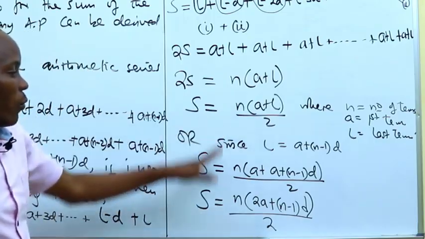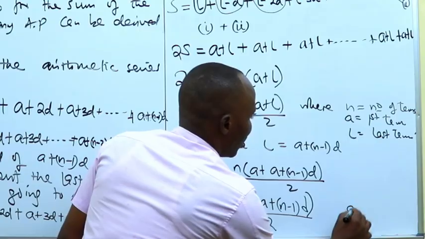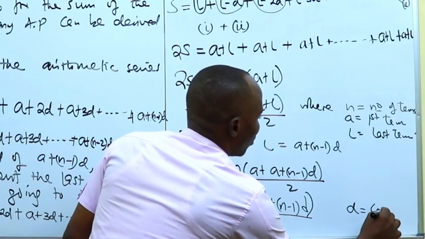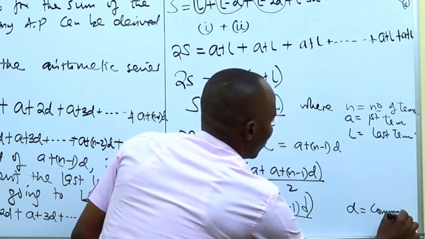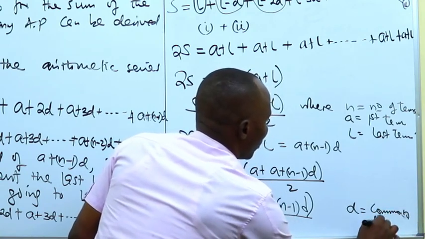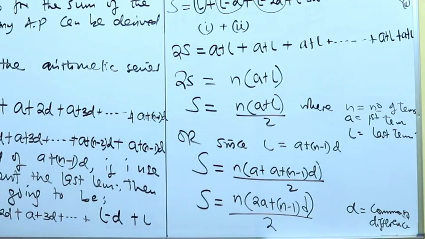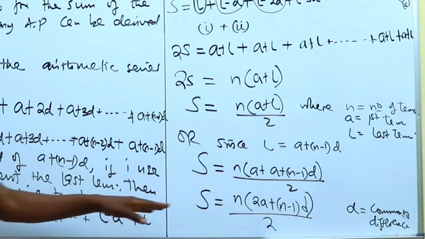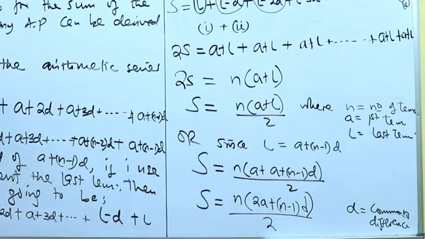So these are the two formulas. Here, the only thing that is coming in is the D. That D is the common difference. So, that D being the common difference, I have two formulas for the sum of the arithmetic progressions.